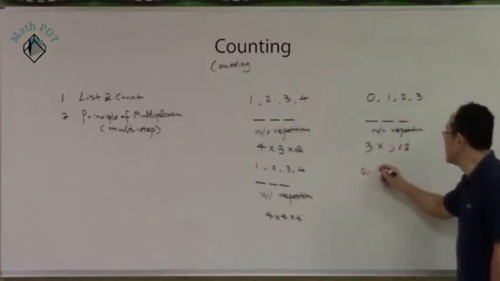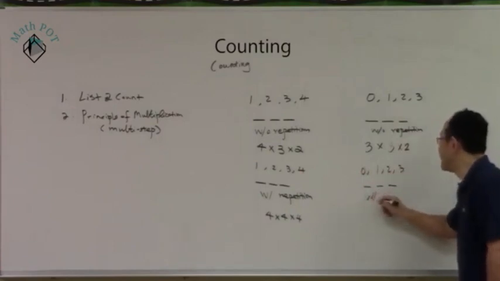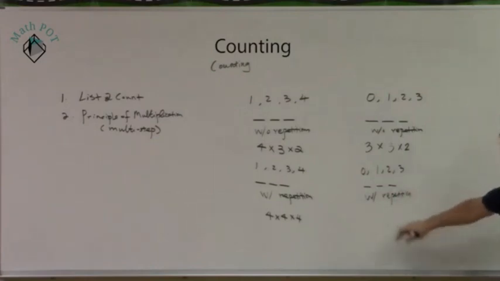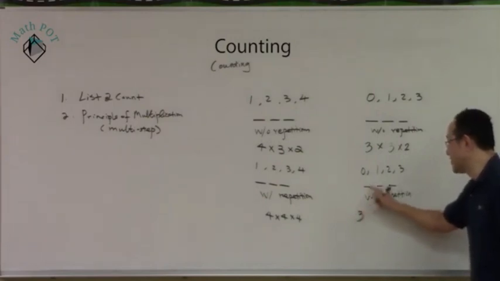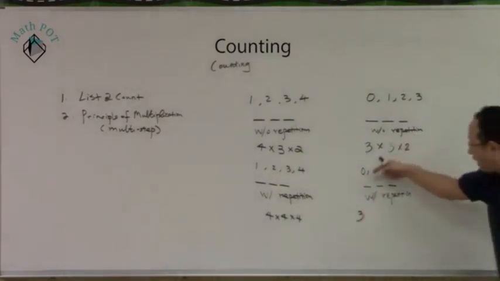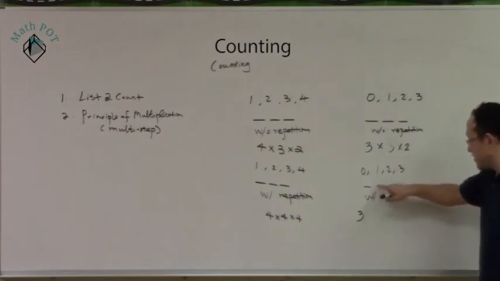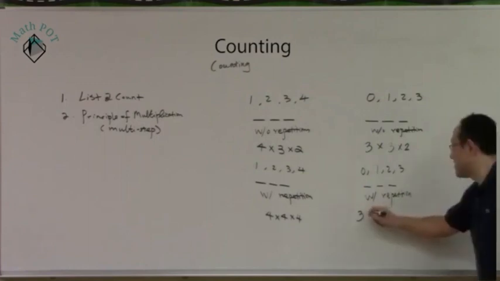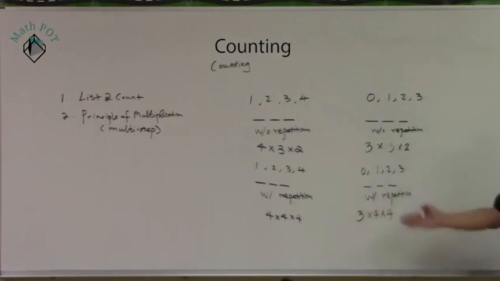So how about using 0, 1, 2, 3 to create a 3-digit number with repetition? Let's see how many 3-digit numbers are possible. Clearly, first step, we have 3 ways because we cannot use a 0. We can put 1, 2, 3 there. Second step, we can use everything here because this is a with-repetition problem. That gives us 4 ways, same thing at the last step. That gives us another 4 ways. Multiply together, that is our total number of ways.